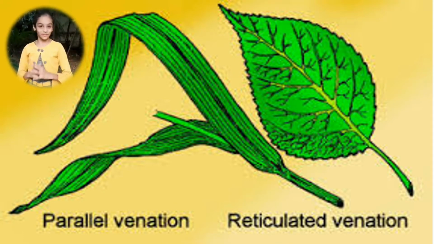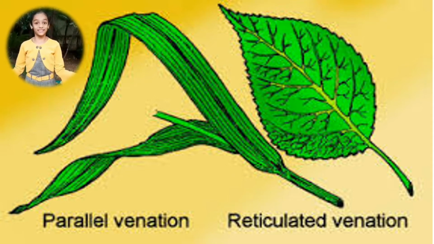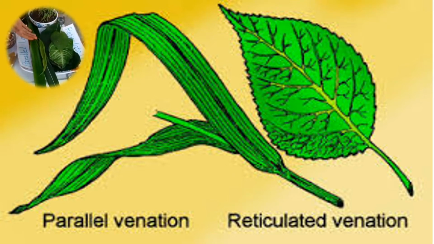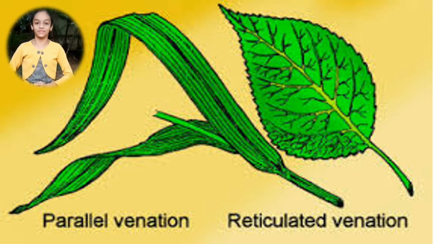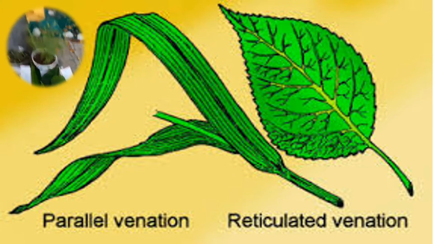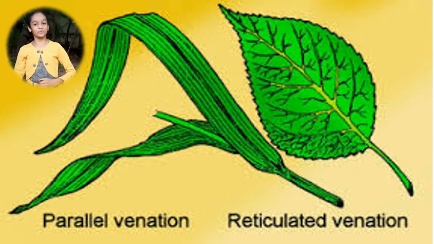By simply observing its leaf, we can guess what type of fruit and seed the plant has without plucking the plant from the ground. For example, these leaves are samples of parallel venation. So by observing these leaves, we can say it has a monocot seed and a fibrous root type. Whereas these are examples of reticulate venation. So by observing these leaves, we can say it has a dicot seed and a tap root system.